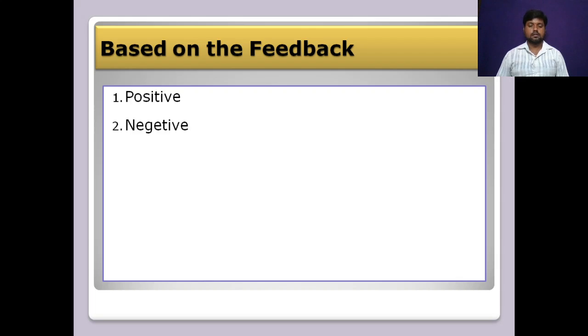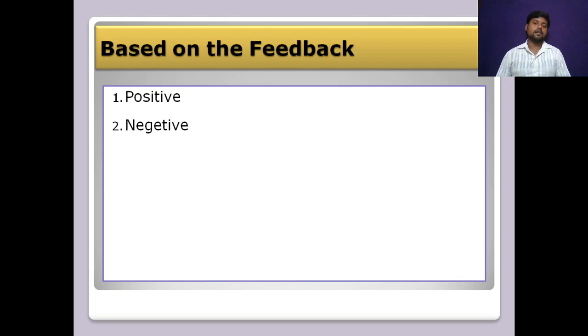Here, what is feedback? The feedback, the name itself indicating, is feeding it back. See, the output of the amplifier signal is again fed back to the input. That is, the output of the amplifier is connected to the input again. That is called feedback, and this feedback is of two types: positive feedback and negative feedback.